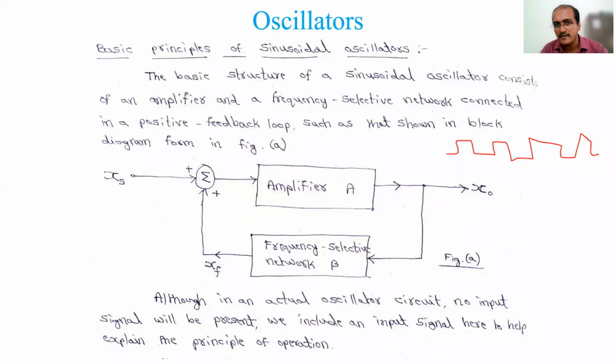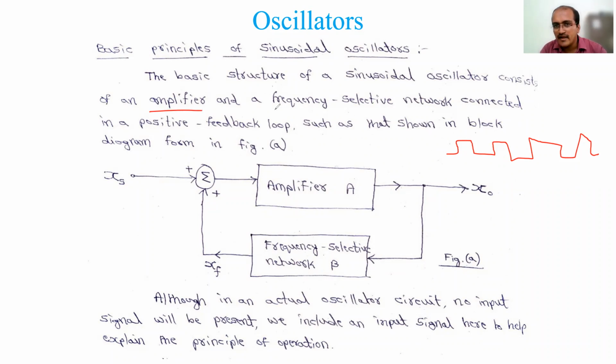Some devices are there. The basic structure of a sinusoidal oscillator consists of an amplifier. Amplifier means I am just showing a block diagram. It may be a common source amplifier, common drain, any. The amplifier will have hundreds of MOSFETs, not only one. The MOSFET is the main building block, along with resistors and capacitors. That is the amplifier block.